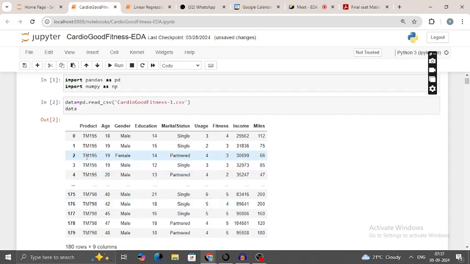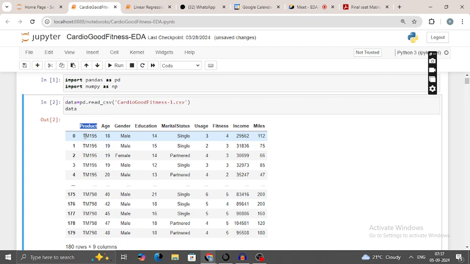Okay, so look at this. You have product. I have different types of product. See, TM195 is there, you have TM798. So it looks like there are various products, and people with different age, gender, education, and marital status are using different types of product to burn the calories. Some miles and fitness, income, so many things they have given.